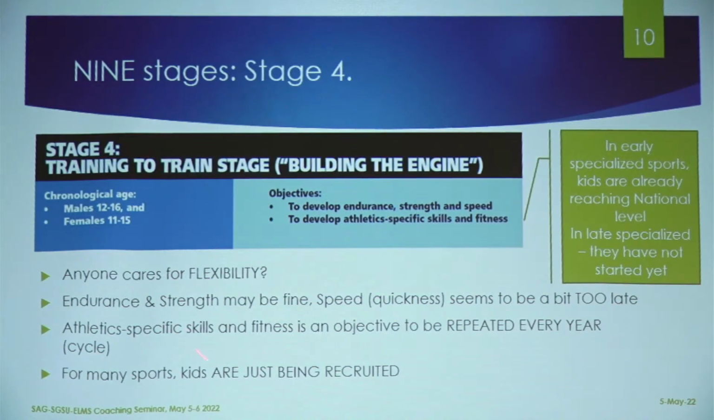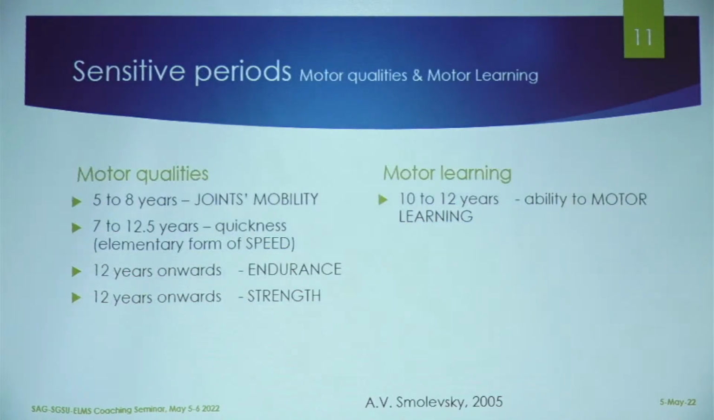Athletic-specific skills and fitness is an objective to be repeated every year. See, when we look at the periodization pattern and if we look at the longitudinal thing, we cannot develop athletic-specific skills and fitness just for this particular year. It comes every year. Repeated as a spiral form and spiral shape. It will be developed this year, next year, the year after. It's all going on together kind of longitudinally. Sorry for using that word, I don't like it though, but have to.